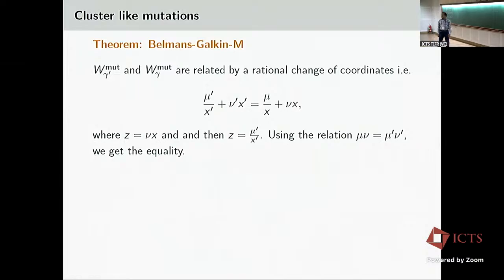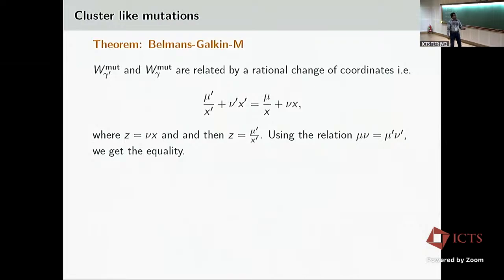So using this, one can prove the following, that they are related by a rational change of coordinates, and the rational change of coordinates that you do is just take z as nu x, put it here, and then again change z by mu prime z prime, and then use the relation to get the thing. So this is a very nice form. So you can think of this as 2 Laurent monomials equal to sum of 2 Laurent monomials. Okay, so if you look at the Floquet relations, the Floquet relations are not like this. Floquet relations are sum of 1 monomial is equal to sum of 2 monomials.